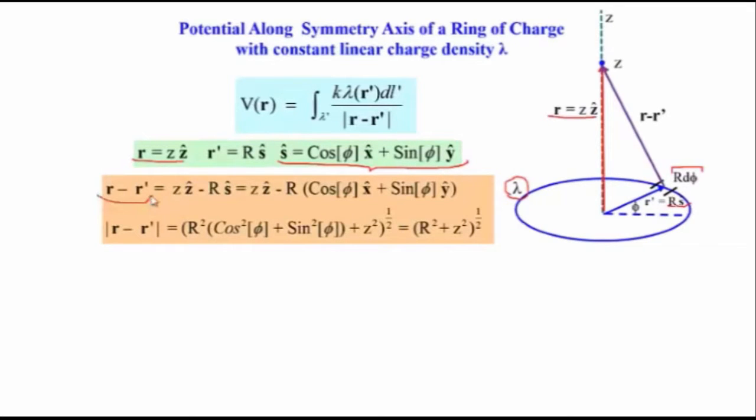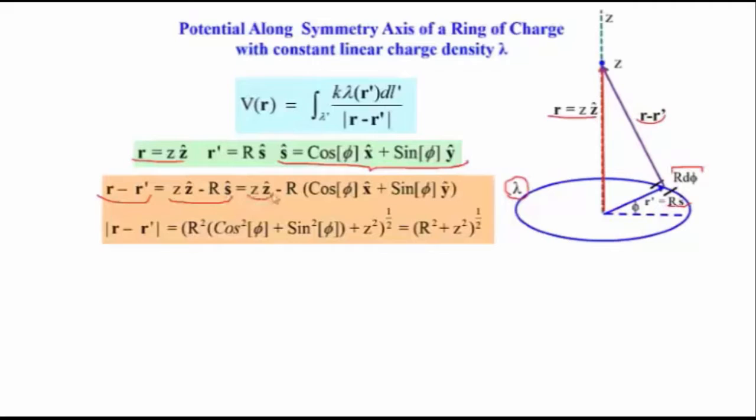First, take the two vectors and subtract them. So here's r minus r prime, and that's this vector here. You go from the dq to the field point. So this is the source point, and that's along r minus r prime. Here's r right here. Here's r prime. But notice that this is slanted in this direction, which is actually taking minus r prime. And when you add those two together, you get this vector here. So here's the difference: z hat minus capital R s hat.